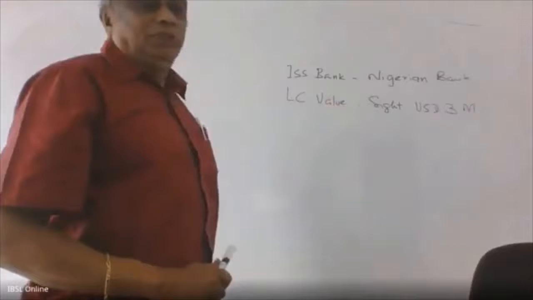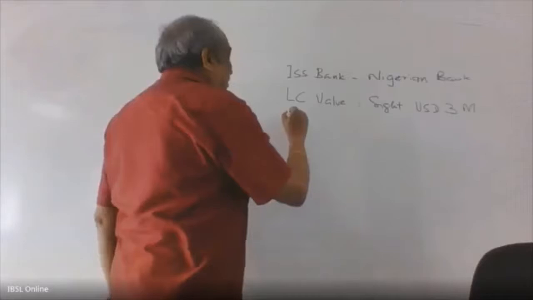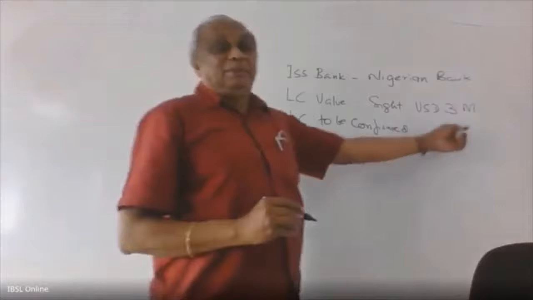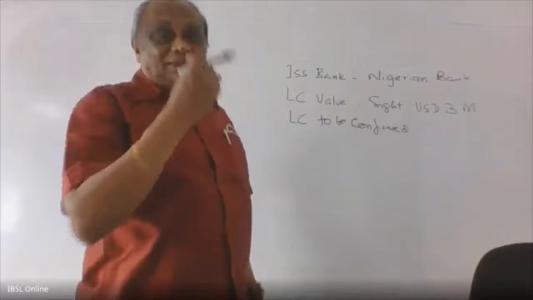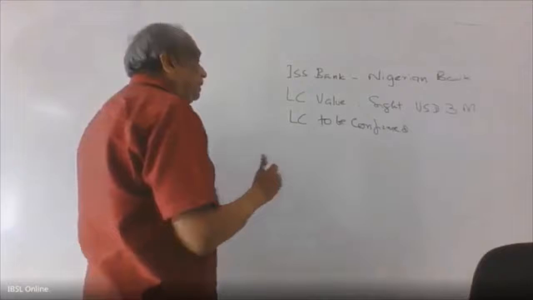Right? Then one of the conditions in the LC was LC to be confirmed. LC to be confirmed. Just imagine US dollars $3 million. In Sri Lanka, LCs of this amount don't come often, but 3 million is common elsewhere. 3 million US dollars LC to be confirmed. So confirming bank.